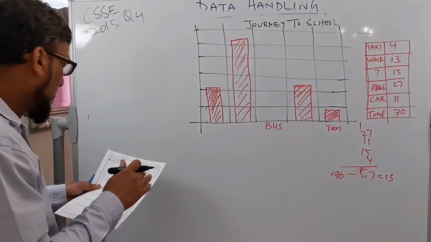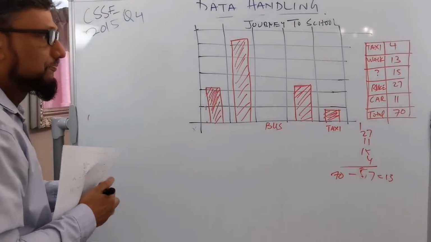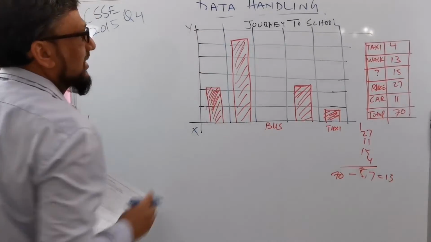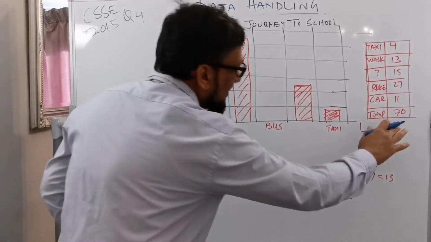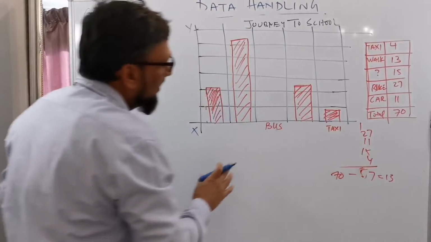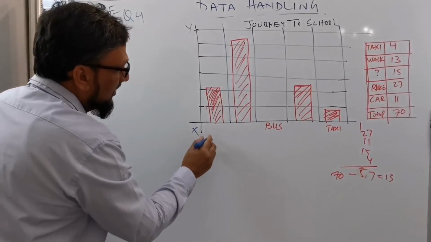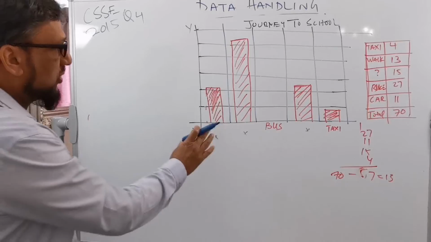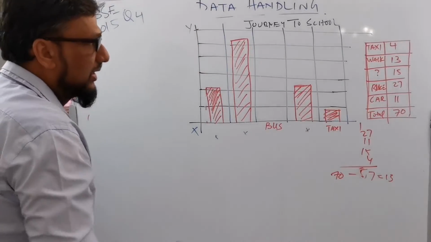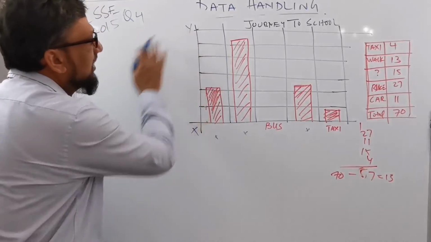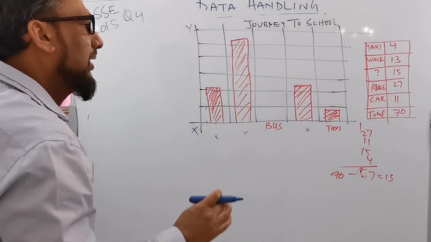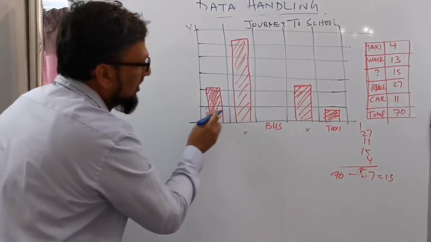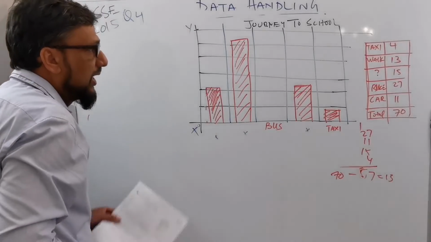As we know, this is called the x-axis, and this is called the y-axis. As per the axis, 3 labels are missing, this one and this one. Now we need to work as per the information. If you look at the grid, first we go for the taxi, which is 4, and the grid is showing very close to this one, so this is 0.